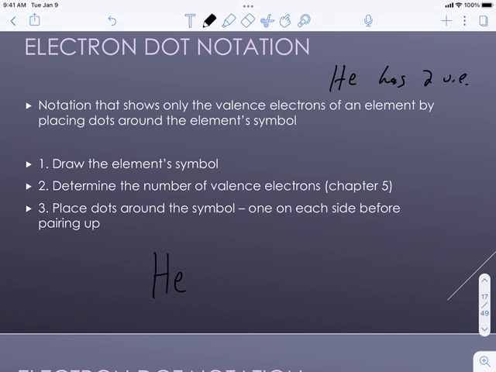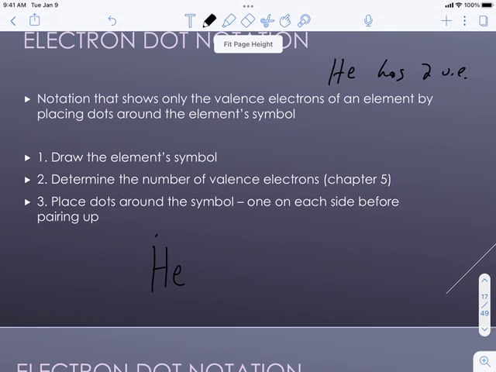So here's how we do this. We start at the top of helium. We place 1 dot. That means 1 valence electron. We move clockwise. 2 valence electrons. I'm finished. It only has 2, so that's all I can show you. That's the electron dot notation for helium. Very simple.